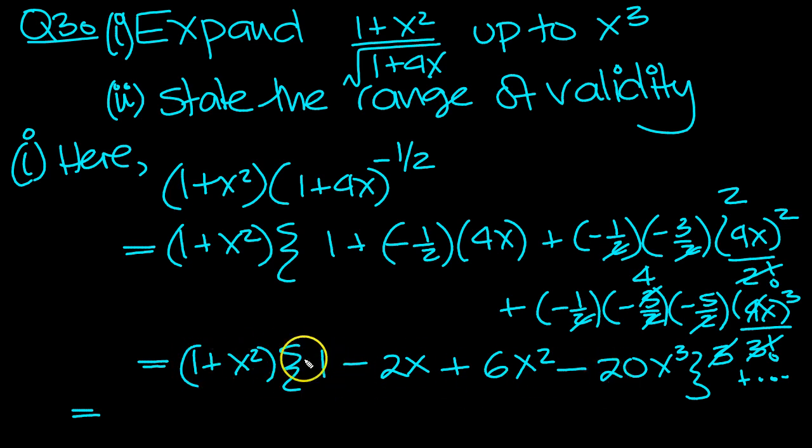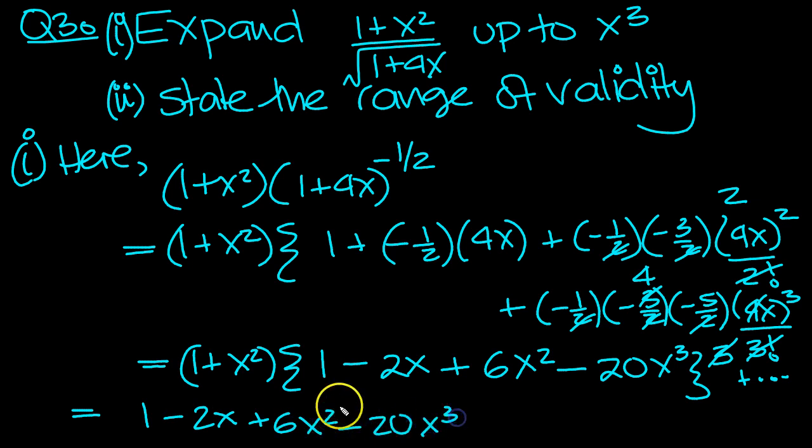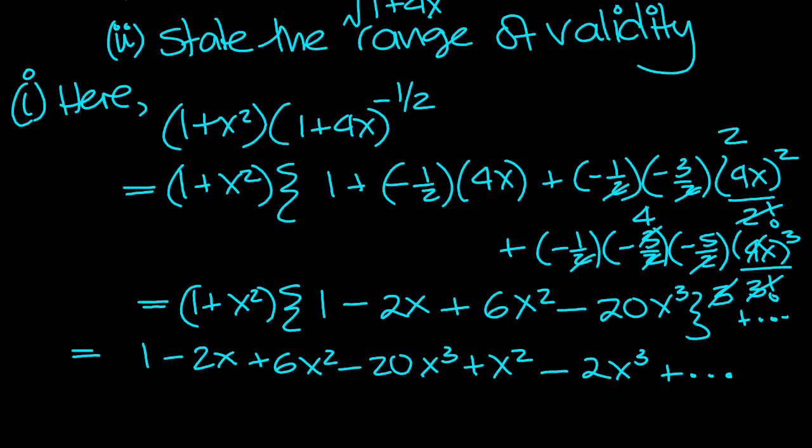So that's equal to then, well, one of these, let's expand one of these, and then x squared of these. So this would be 1 minus 2x plus 6x squared minus 20x cubed. And then we run the x squared through, plus x squared minus 2x cubed. Then plus all the other higher powers, of course, which we don't need to worry about, so it's x squared minus 2x cubed, and then the rest are higher powers after that.